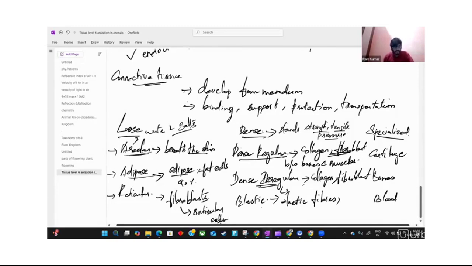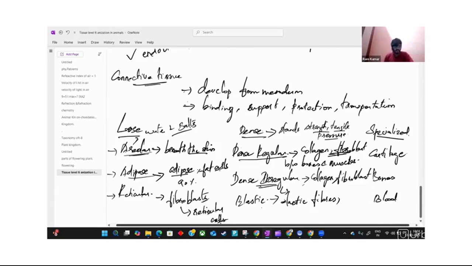Dense irregular connective tissue has a structure and function similar to dense regular connective tissue, but its fibrous arrangement is irregular in shape. That's why we call it dense irregular connective tissue. It is able to withstand tension from many directions and provides structural strength, and some elastic fibers are also present.